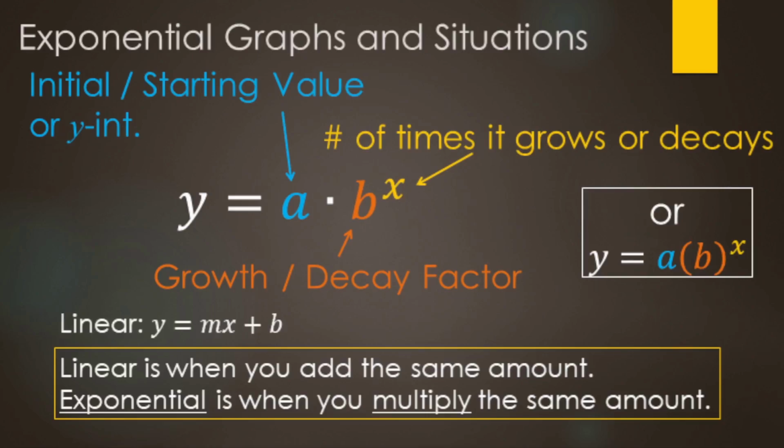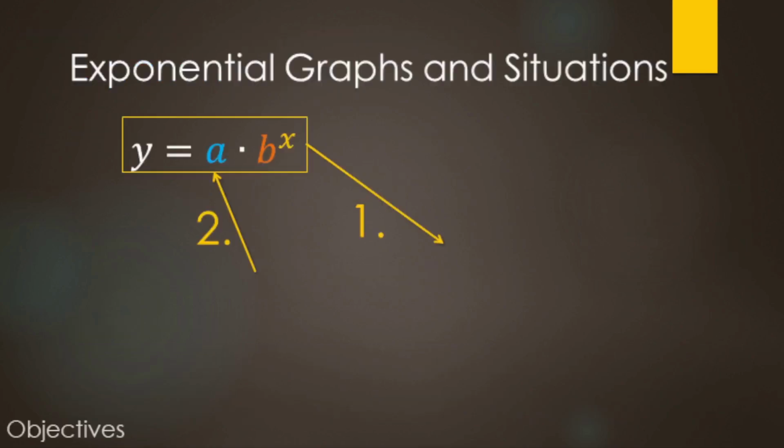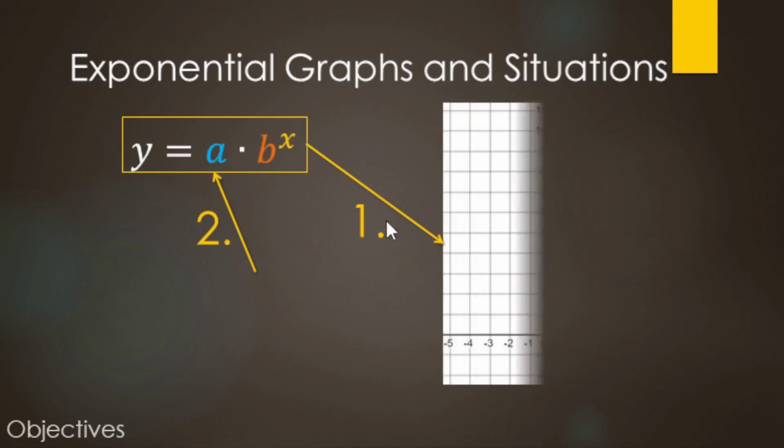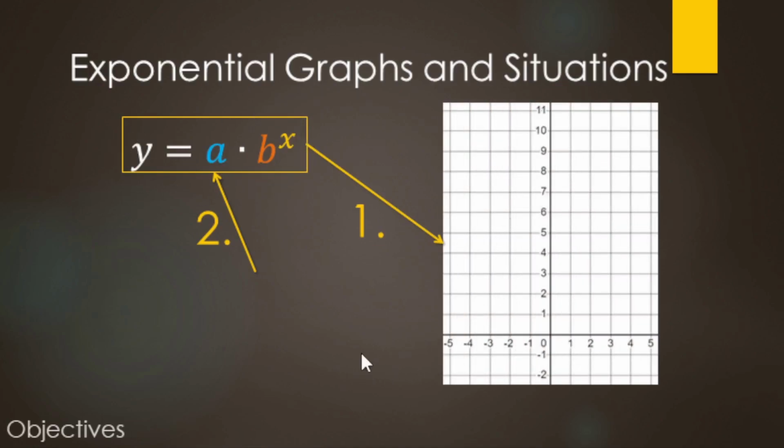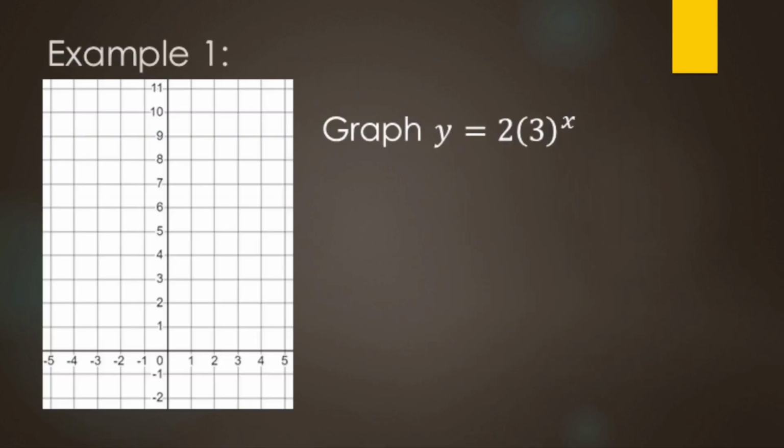So remember, with linear, we had y equals mx plus b. That m, that's your slope or your rate. That's the amount you're adding. Where exponentials, the b value, that's the amount that you're multiplying each time. In this video, we're going to be starting with an exponential function and putting it on a graph. And then we're also going to be having situations that follow the exponential pattern where we're doing multiplication and writing that as an exponential function.